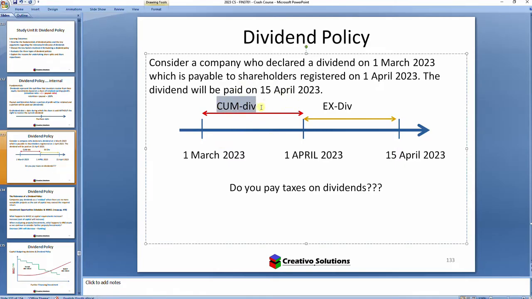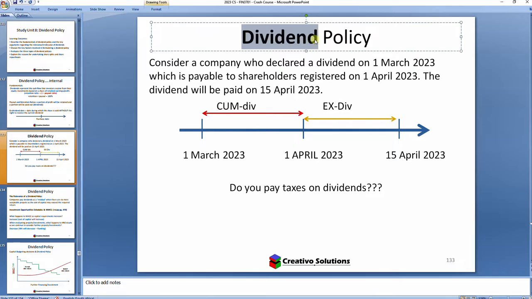Right, so cum div means including the dividend. So if you're a shareholder between the 1st of March and the 1st of April, you will get the dividends. There is a registration date in terms of when the dividend will no longer be paid to you. So if you sell your share after the 1st of April, and you're no longer a shareholder, then unfortunately you're not going to get the dividends. All right, so we need to remember, what is a dividend? It's a payout of profits.